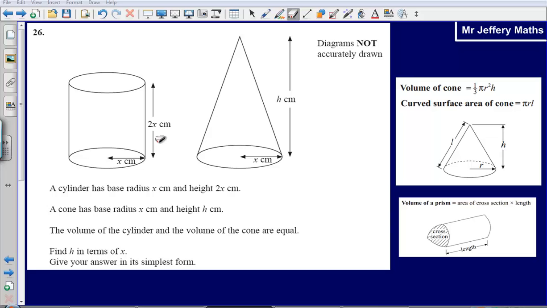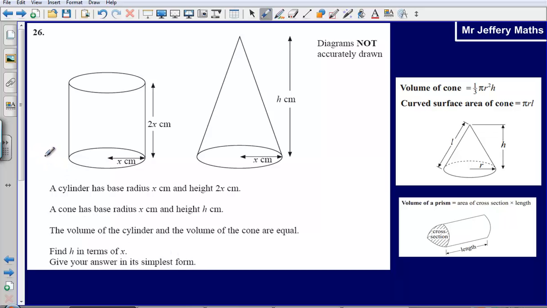This is question 26 from the 2008 non-calculator paper. Here we're told that a cylinder has base radius x centimetres and height 2x centimetres. A cone has base radius x centimetres and height h centimetres. The volume of the cylinder and the volume of the cone are equal. Find h in terms of x. Give your answer in its simplest form.